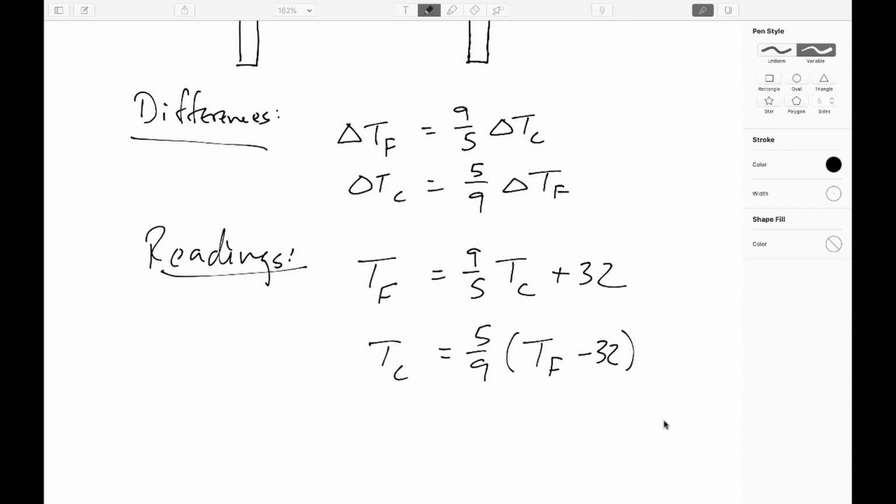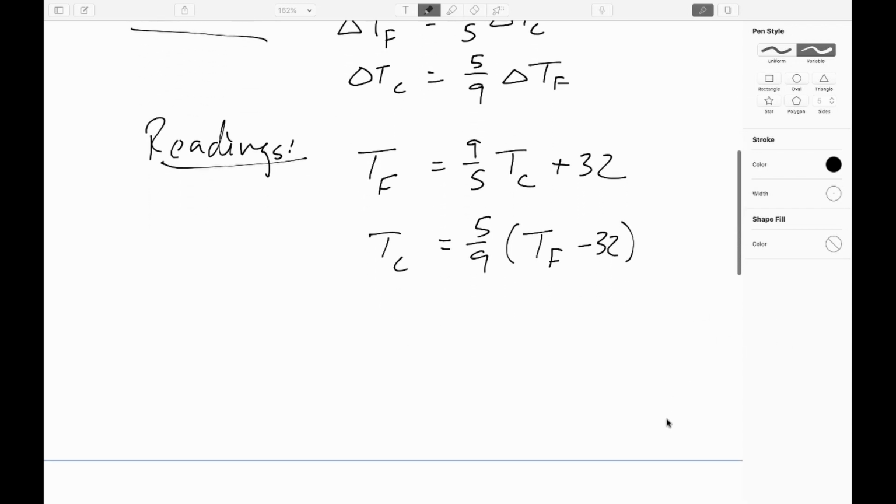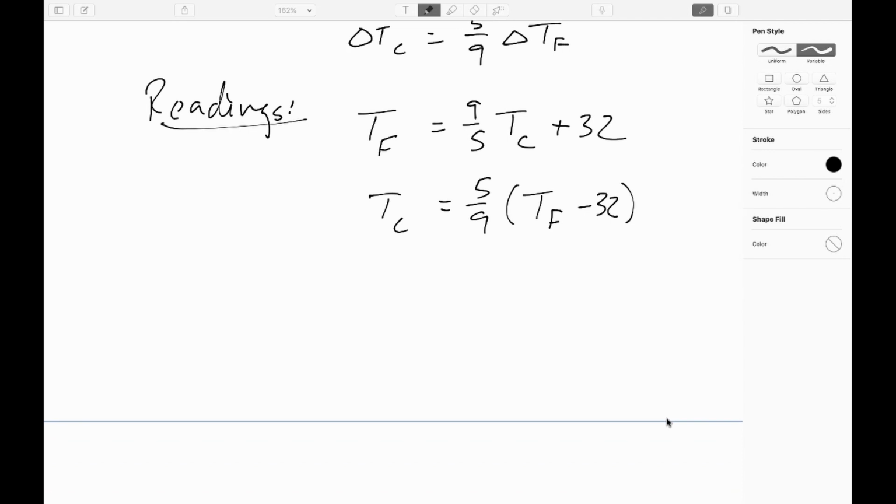So let's just do a couple of examples of that real quick to maybe help clarify that a bit. Let's start by taking 45 F degrees and converting that to C degrees. Now the first thing you need to ask yourself is, is this a difference or a reading? Well, since the degree sign is after the capital letter, that's a difference.